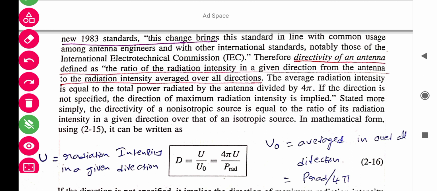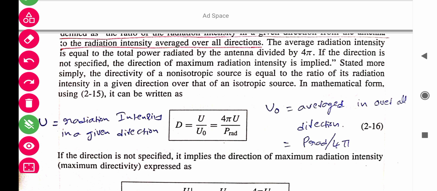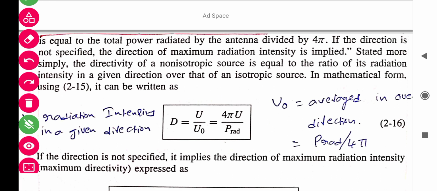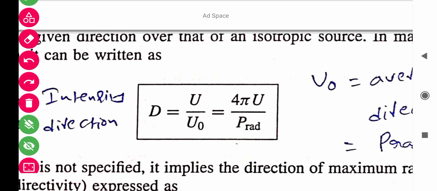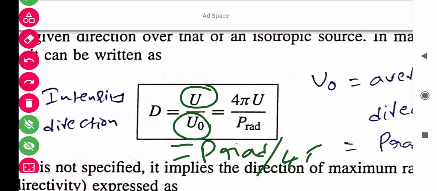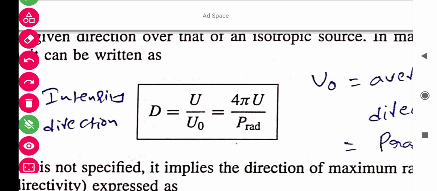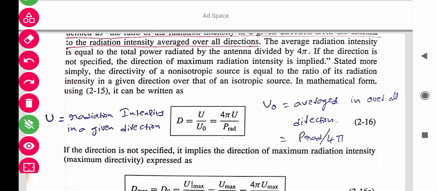Now we come to how we can make mathematical equations to define this directivity. As we said, the directivity is nothing but the ratio of the radiation intensity in a particular direction divided by the isotropic case. Already we are familiar with this U0. U0 is simply the isotropic case, which we discussed in previous videos. And U0 is equal to P radiated divided by 4 pi. We simply substitute that, then D equals 4 pi U by P radiated.